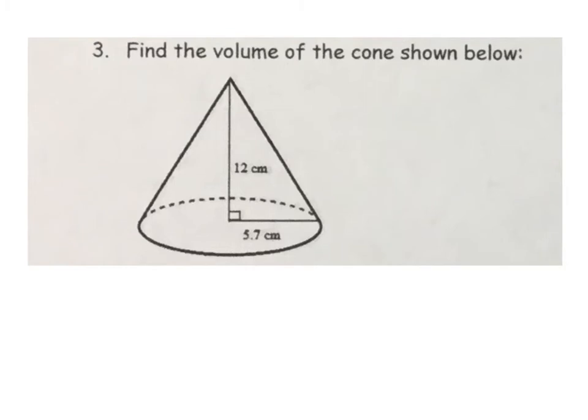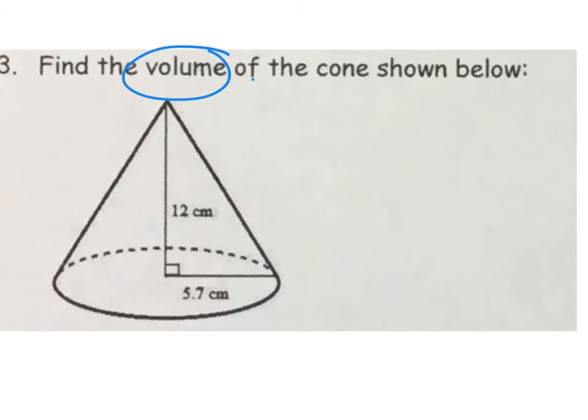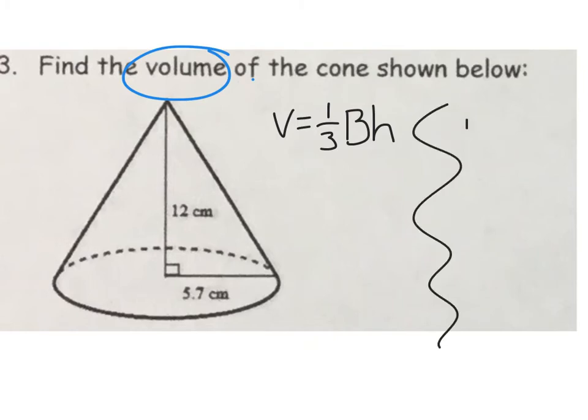Okay, number 3 says to find the volume of the cone shown below. So volume of a cone is like volume of a cylinder, but there's only one small difference. The formula for volume of a cone is 1/3 times the area of the base times the height. We still need to find the area of the base first, which is still pi r squared. So I'll go ahead and solve that formula and put it in.